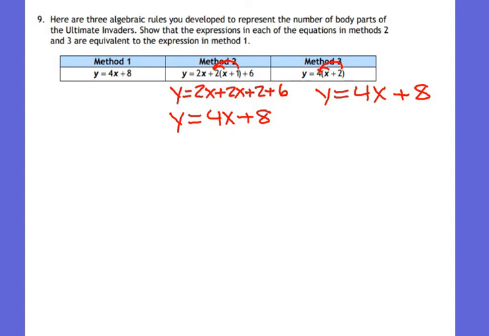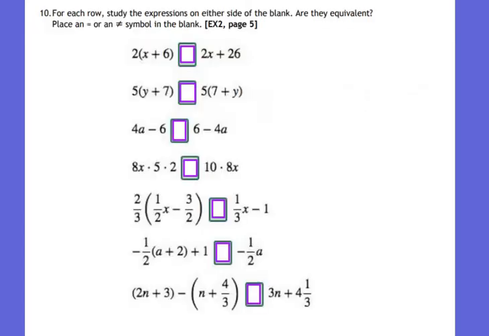Okay, let's flip to number 10. We're zooming right through on some easy stuff here. Y'all are catching on quick. We want to put an equal sign or a not equal sign in the blanks. So we need to see if both sides are equal or if both sides are not equal.